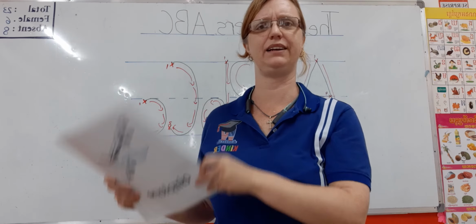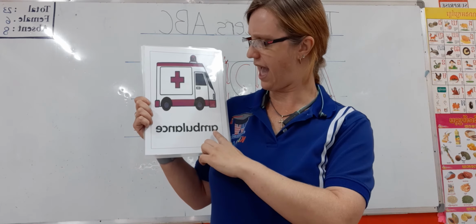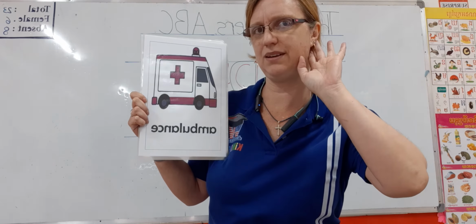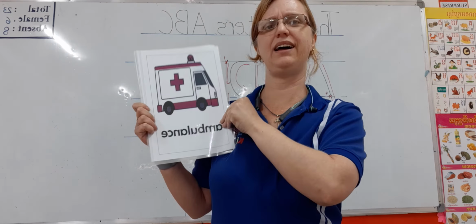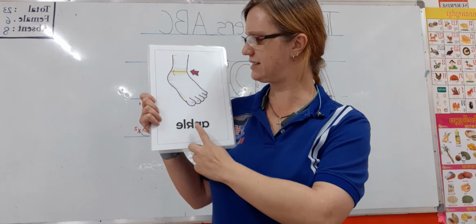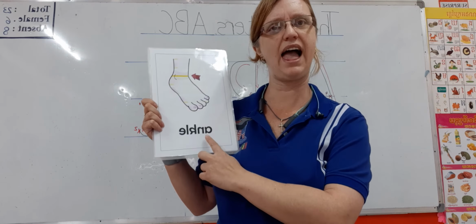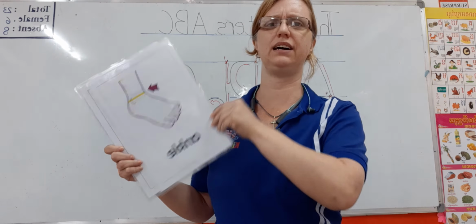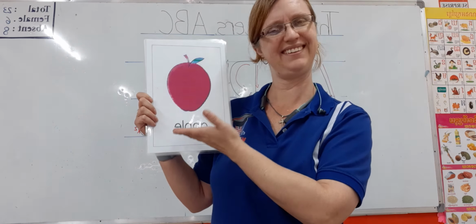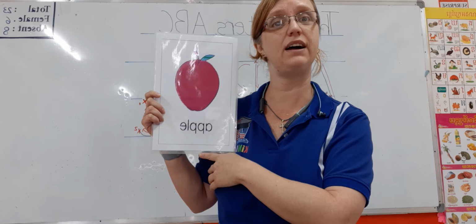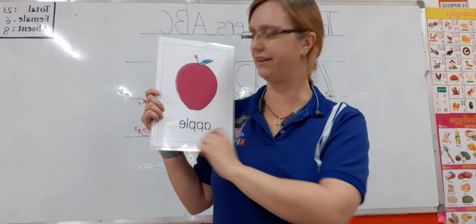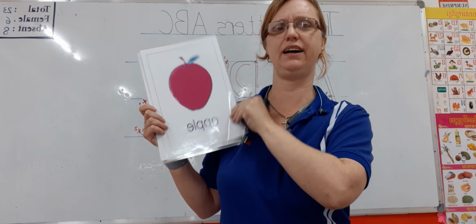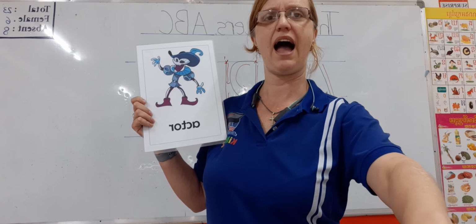Airplane. Well done. The next picture is ambulance. Ambulance. Let me hear you say it. Well done. And the next one we have is ankle. Ankle. Let me hear you say that word. Well done. The easiest A word you can find is apple. Apple. Big red apple. Let me hear you say it. Well done.